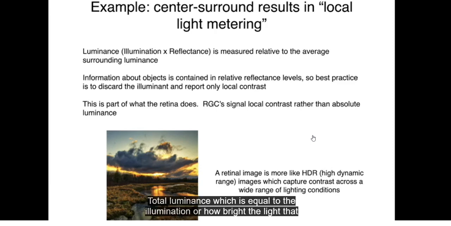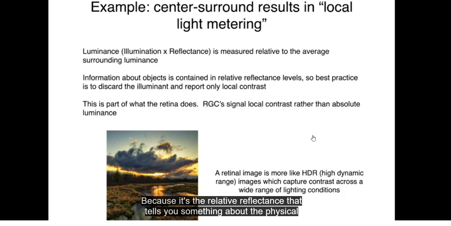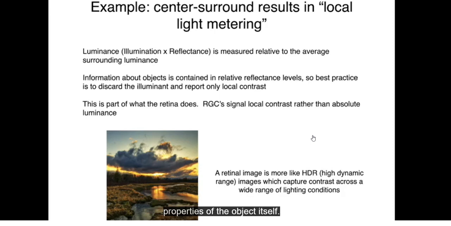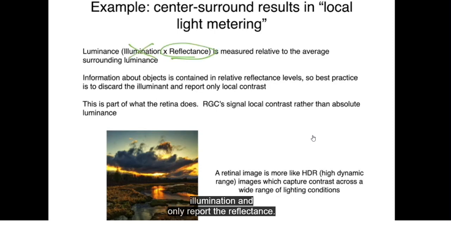Total luminance, which is equal to the illumination, or how bright the light that is hitting something is, times the reflectance of that object. The information about a particular object, though, is contained not in the illumination component of this equation, but rather in the relative reflectance, because it's the relative reflectance that tells you something about the physical properties of the object itself. And so if you want to use vision to understand what is in the world around you based on the patterns of light that are being reflected off of them, the best strategy is to figure out a way to delete this illumination and only report the reflectance.